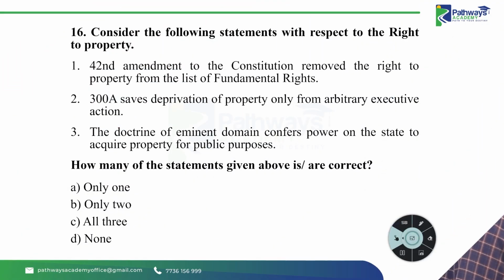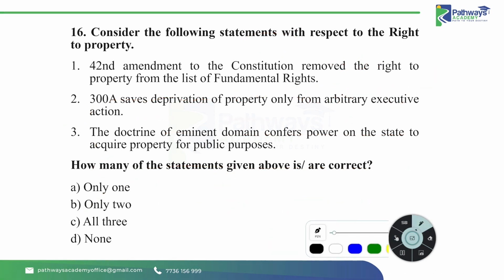Fine. So the next one is, consider the following statements with respect to the right to property. We are going to deal with the right to property here. The first statement says the 42nd Amendment to the Constitution removed the right to property from the list of fundamental rights. Sir, it was not the 42nd Constitutional Amendment, it was the 44th Constitutional Amendment Act of 1978. So this statement is wrong.